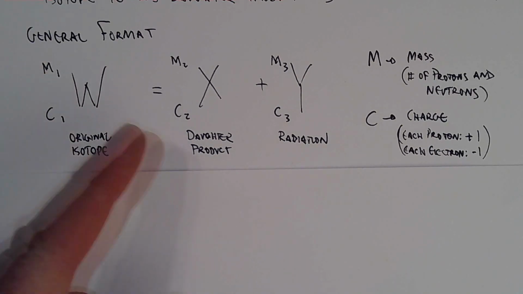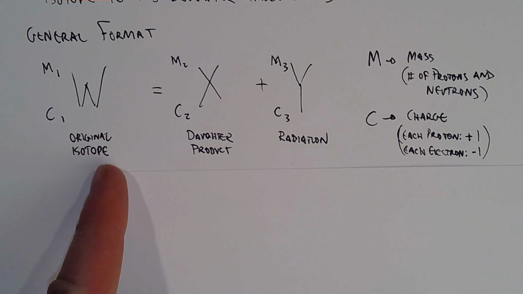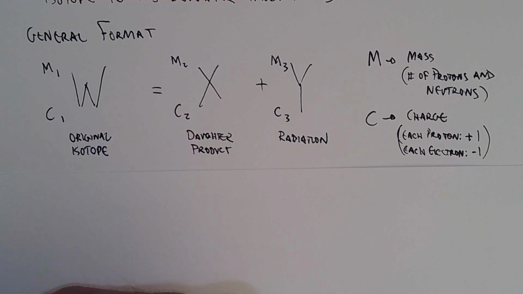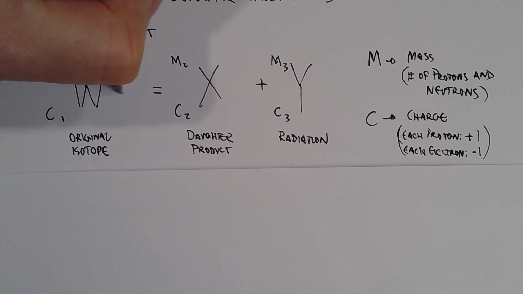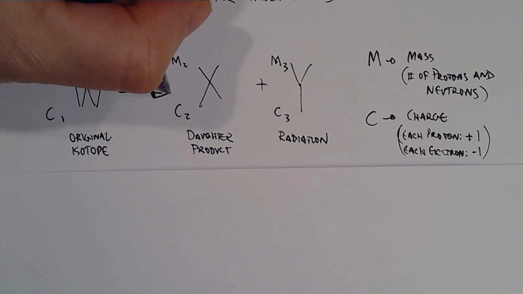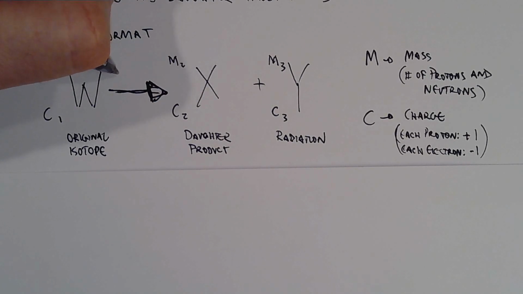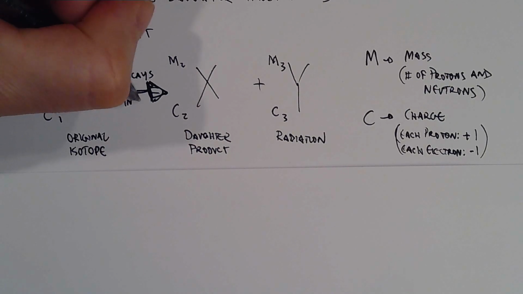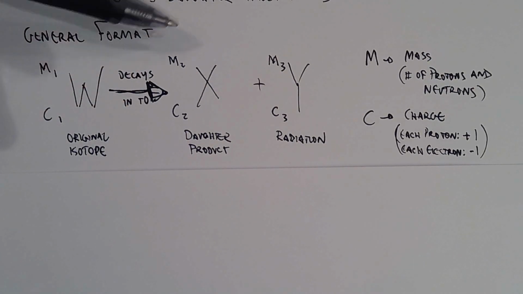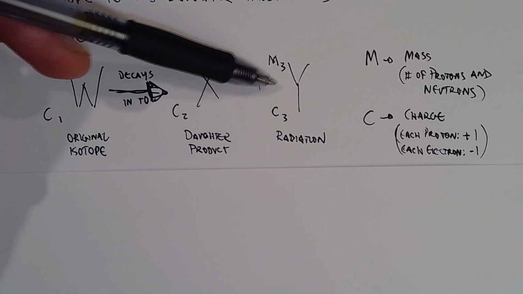And so we have W. These letters, it doesn't really matter. Just W is what I'll consider to be the original isotope. Actually I have an equal sign there. Really, it's normally written as an arrow sign more than an equal sign. So we'll just change that right now. All right. So the idea is that the original isotope decays into, that's what this arrow stands for, decays into. All right. So we start with this. We go to this. This is whatever the daughter product is. And then we have some sort of radiation emission.